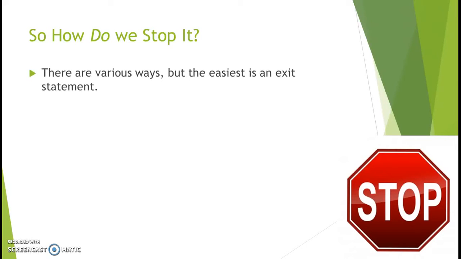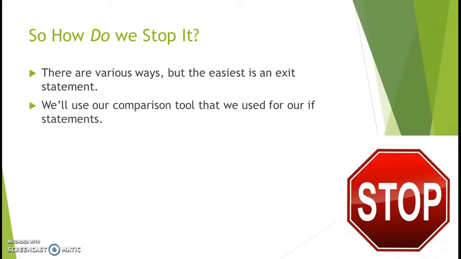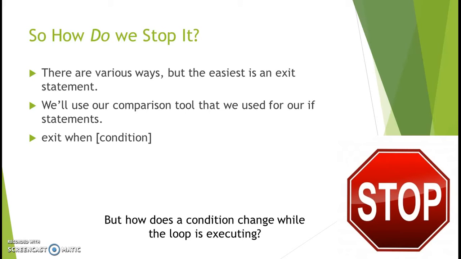Well, there are lots of ways. The easiest one is just put in an exit statement. And we can use something like our comparison tool that we used for our if statements previously. So we can add to our loop an exit when condition. And the question then becomes, how does a condition change while the loop is executing? Well, there's various ways that can occur, all associated with the code that's inside our loop.